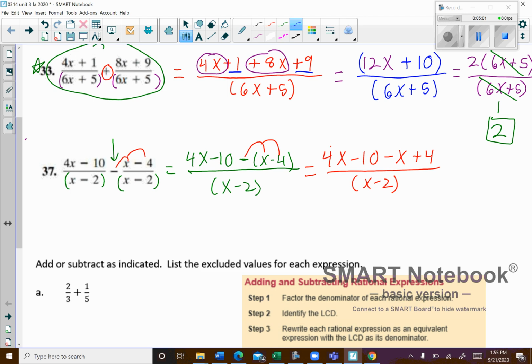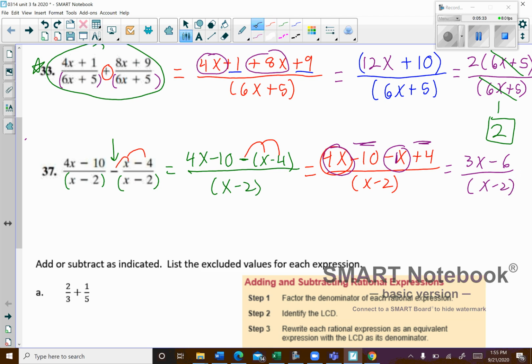And then let's see, we've got a different color, let's try purple. So we have 4x minus 1x. Okay, so you had 4, take away an x. That will leave us with 3x. And then we had a minus 10 and a plus 4, so that should give us a minus 6. And then all over x minus 2.